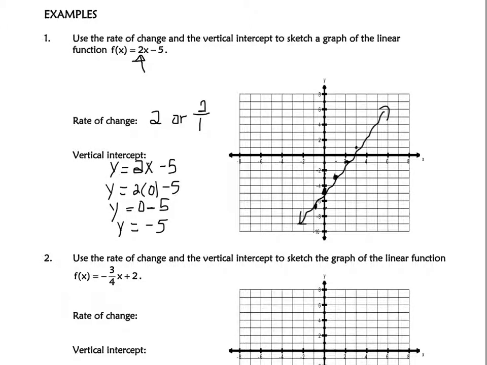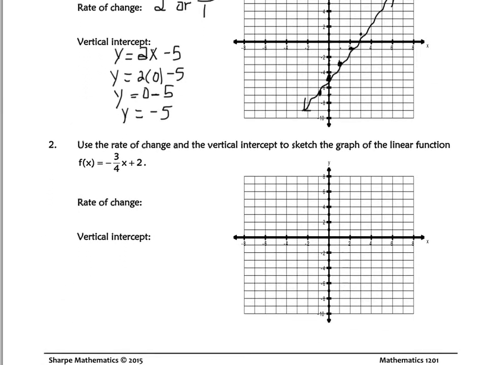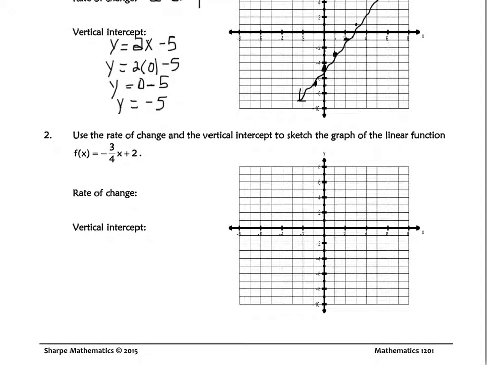Next example, if you identify the rate of change would be negative 3 over 4, and the vertical intercept would be 2. I'm just kind of skipping the steps there, sorry. So if you do the steps, let me go back and show you the steps. You'd have y equals negative 3/4 x plus 2. I just changed the f of x notation to y notation with just y.